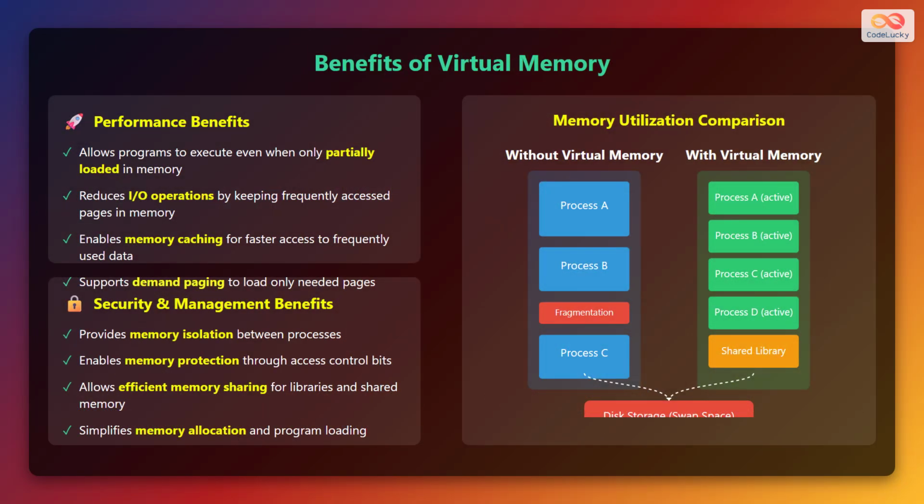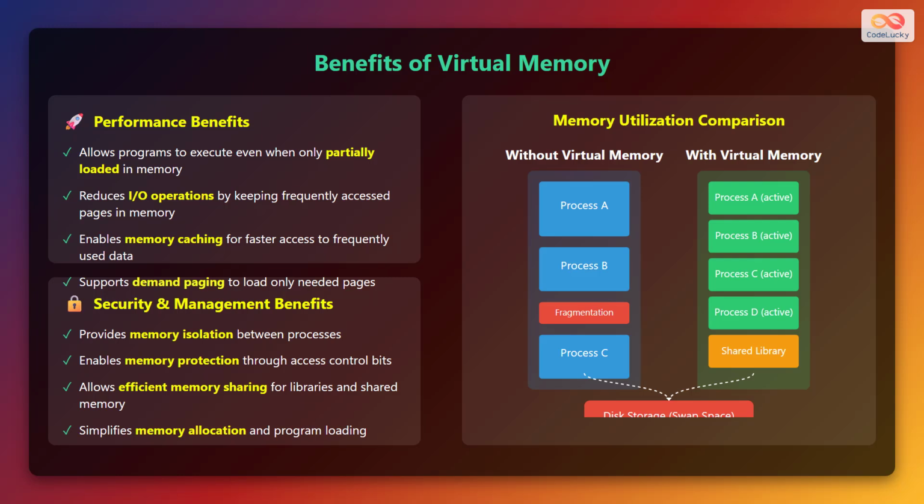There are numerous performance benefits of virtual memory, including allowing programs to execute even when only partially loaded in memory, reducing input-output operations by keeping frequently accessed pages in memory, enabling memory caching for faster access to frequently used data, and supporting demand paging to load only needed pages. Additionally, virtual memory provides memory isolation between processes, enables memory protection through access control bits, allows efficient memory sharing for libraries and shared memory, and simplifies memory allocation and program loading.